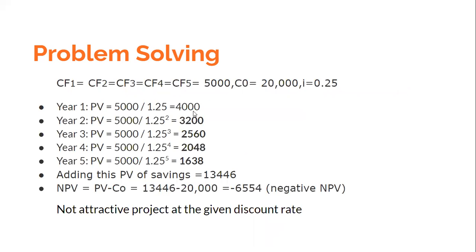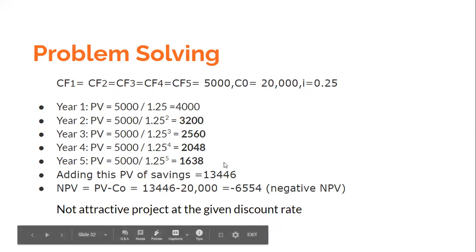If you do this calculation, the present value of 5,000 at the end of the first year is 4,000, and it goes on progressively reducing. At the end of the fifth year, that 5,000 is actually worth only 1,600 rupees. Adding this up, the savings which we had thought was 30,000 without considering the time value of money is actually only about 13,500 rupees.